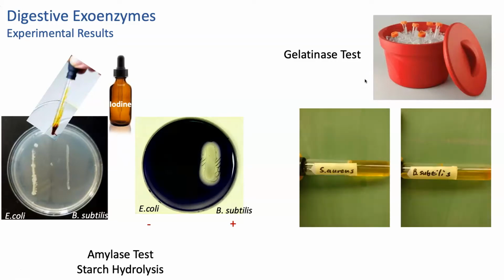Here on the left, what you notice is that Staphylococcus aureus, after 20 minutes of putting it on an ice bath, my gelatin solidifies. Well, what do you think that means? If the gelatin solidifies, that tells me that Staphylococcus aureus is negative for gelatinase. The bacteria does not produce the enzyme gelatinase, and therefore the gelatin was able to solidify upon putting it on the ice.